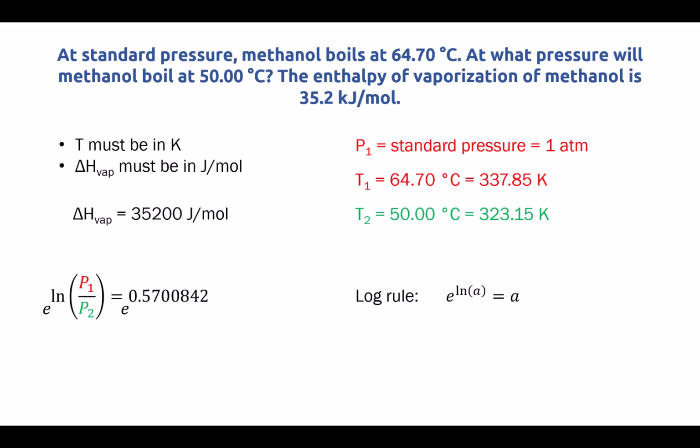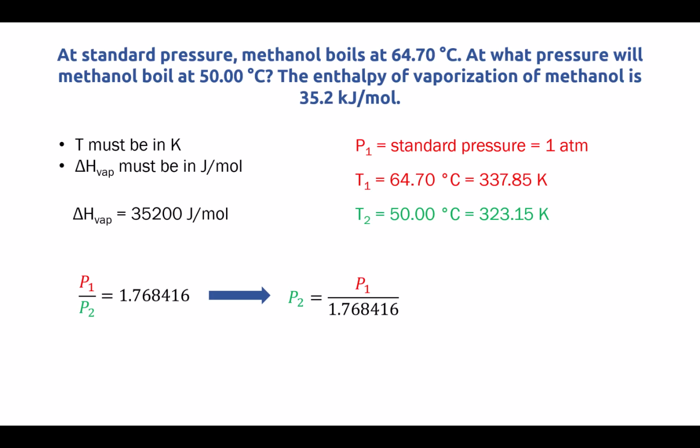Therefore, when I take e to the power of the left side, the e and the ln are going to cancel. And that's just going to leave me with P1 over P2 is equal to e to the 0.5700842, which is equal to 1.768416.